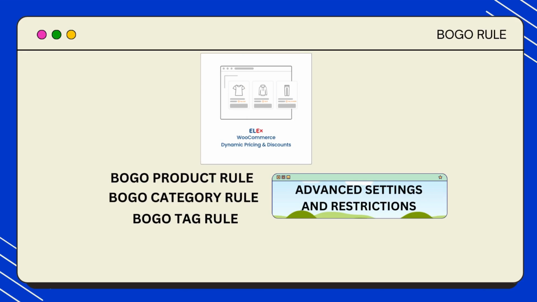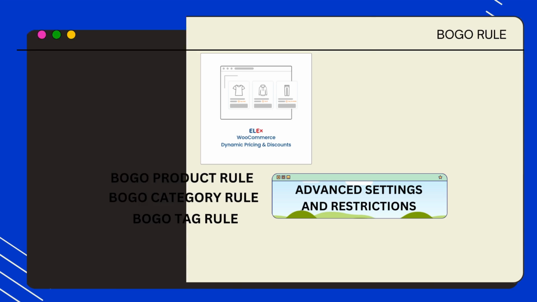With the premium plugin of ELEX Dynamic Pricing and Discounting plugin, you can apply BOGO product rule, BOGO category rule, and BOGO tag rule, with various advanced settings and restrictions. Let's go to the front end and see how you can apply your own BOGO rule.